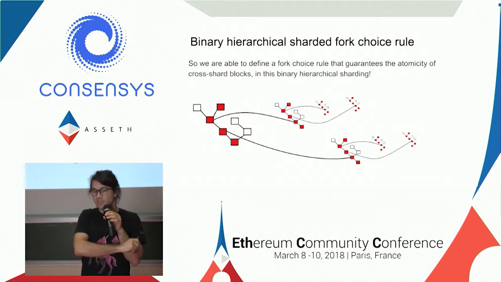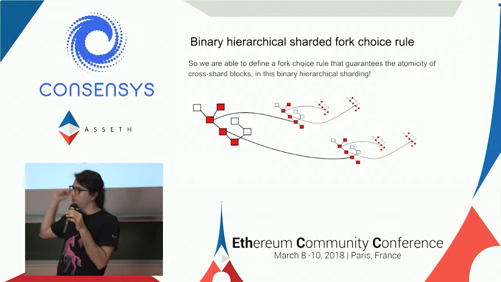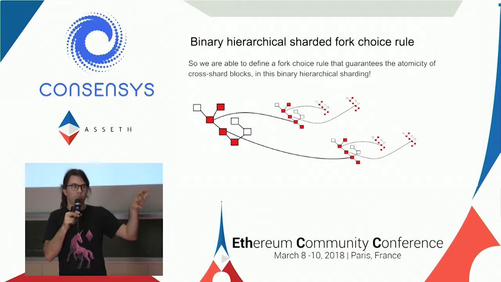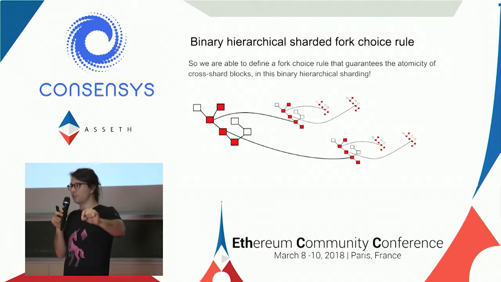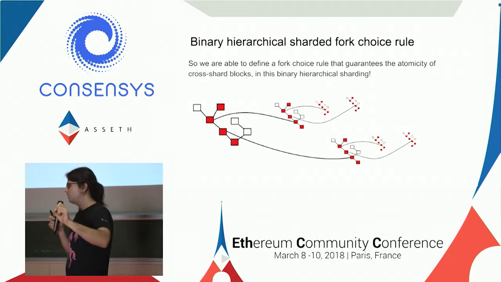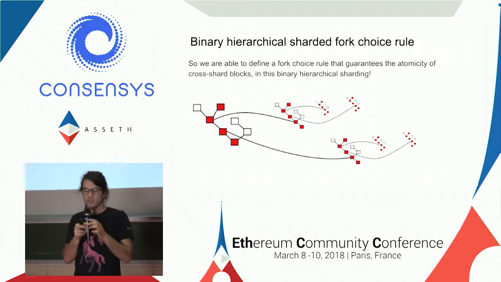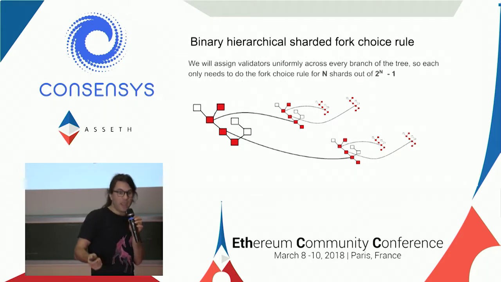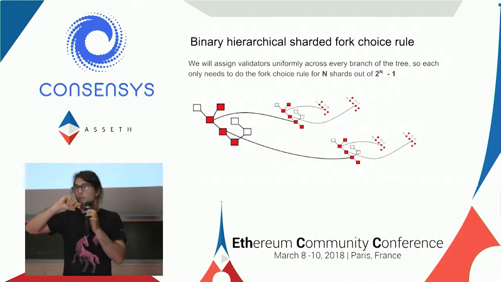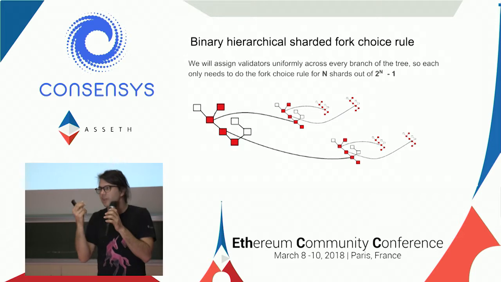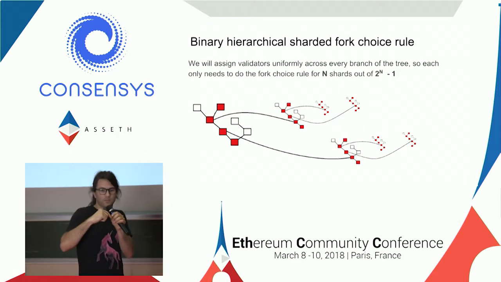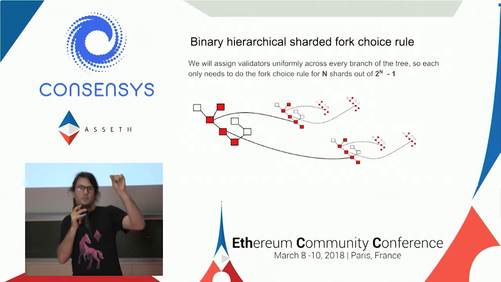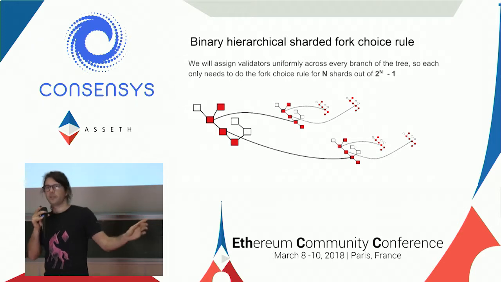Cool. So basically, we have this binary hierarchical sharding, where we have the fork choice rules of the chains higher in the hierarchy determining where the fork choice rules start and what they must exclude lower in the hierarchy in order to guarantee the atomicity of cross-shard blocks, or these merge blocks. And basically what we're going to do is assign validators to a branch of the tree. So every validator, at least in this first spec, has to be on n blockchains: the root, one at level 1, one at level 2, one at level 3, and one at level n.